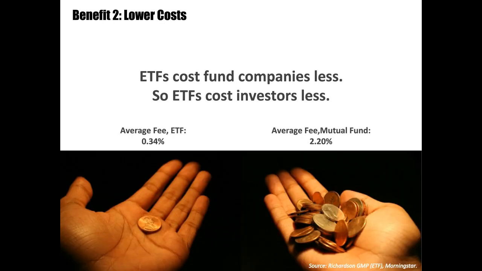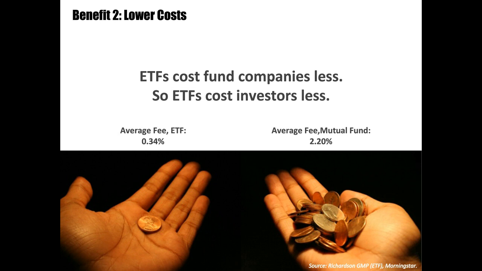Let's talk about costs. The average fee for a mutual fund in Canada, according to Morningstar, is 2.2%. The average fee for an ETF is 0.34 basis points, according to Richardson GMP. Why are ETFs so much cheaper? The answer, again, has everything to do with how they function. So one reason they're cheaper is they tend to be index funds. That's a big one. Another reason they're cheaper is because they are exchange traded, they're able to avoid the distribution fees that get layered into traditional mutual funds.